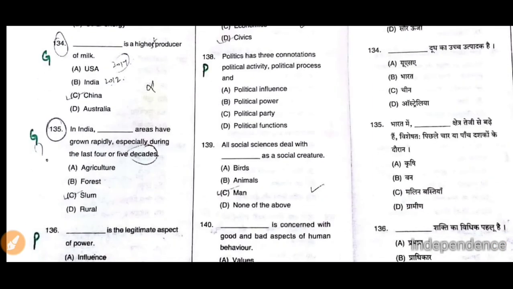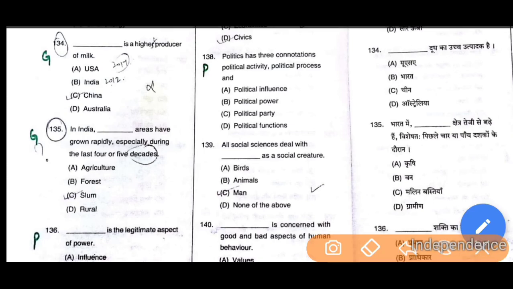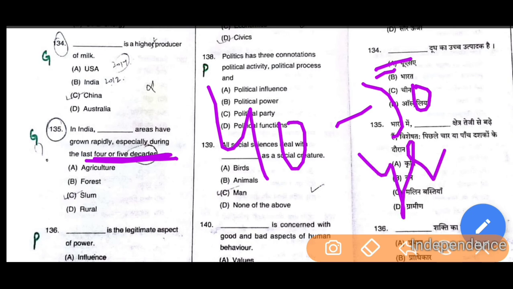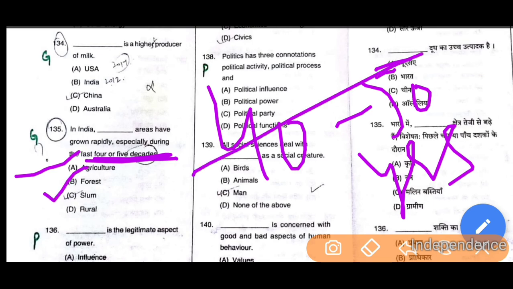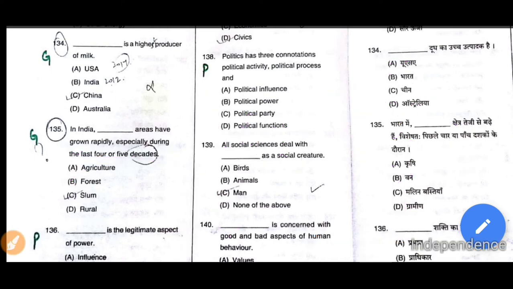Question number 135. In India, dash areas have grown rapidly, especially during the last 4 to 5 decades. Now they are talking about 4 to 5 decades, that is 40 to 50 years. And according to that, I think agriculture can be the answer too. Forest can be the answer too, because in about the last 20 or so years, forest has also grown rapidly. So I am not able to arrive at a fixed answer for this question. If you know something valid, do let us all know by providing the answer and the proof in the comment section. Moving on to the next question.